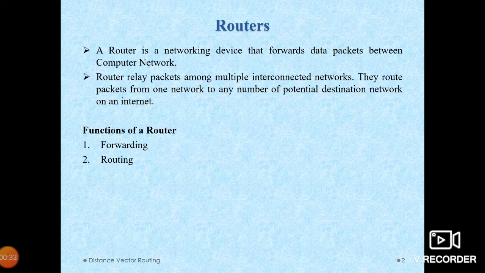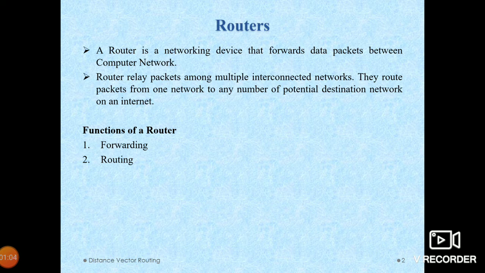For example, if we are searching for google.com in our web browser, then this will be a request which will be sent from our system to the Google server. But these packets do not go straight to the Google server; they go through a series of networking devices known as routers, which accept these packets and forward them to the correct path.